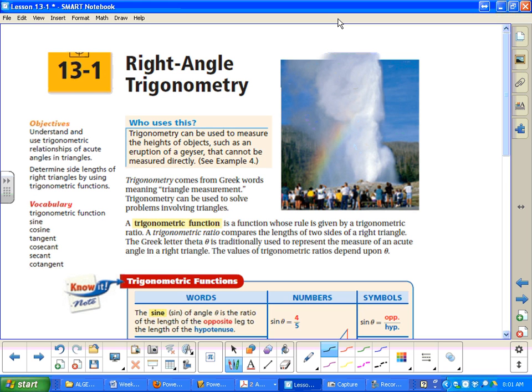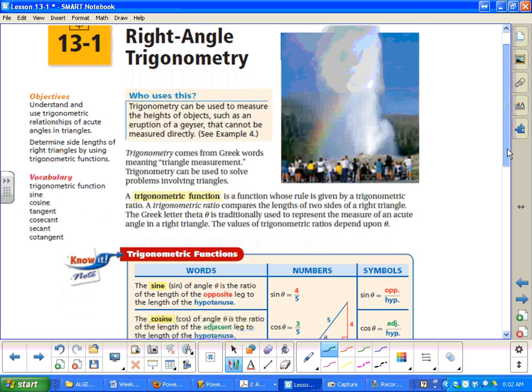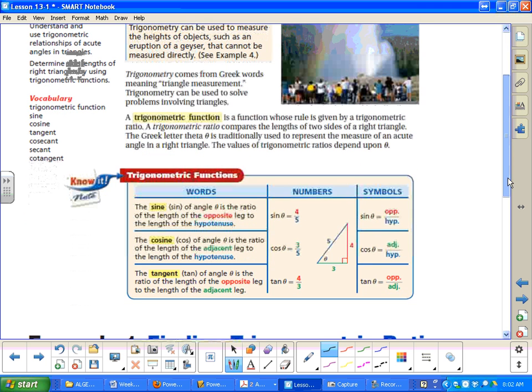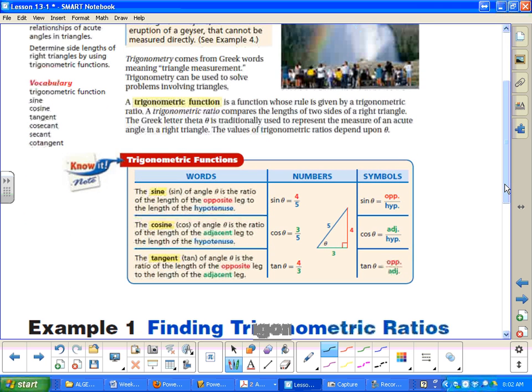Okay, right angle trigonometry. So you probably did a little bit of this in your geometry class, where you learned some of the basics of right triangle trigonometry. First of all, a trigonometric function is a function whose rule is given by a trigonometric ratio. And what that ratio does is compare the lengths of two sides of a right triangle.